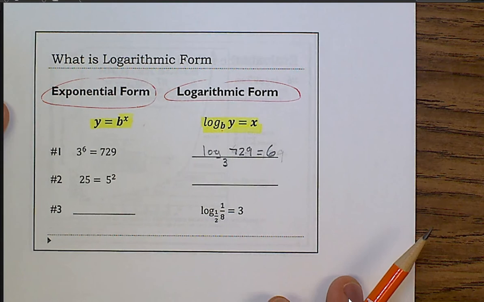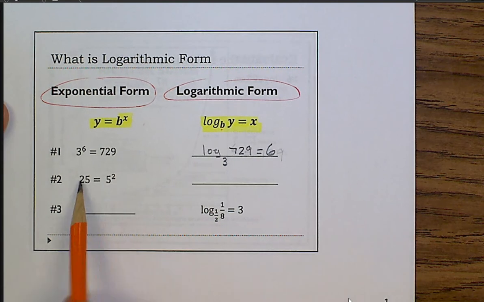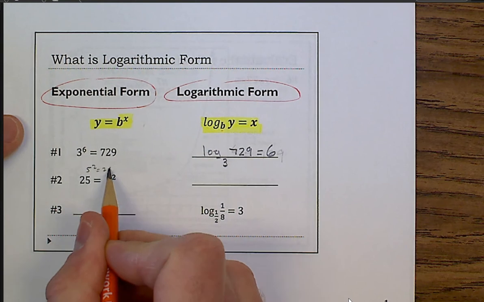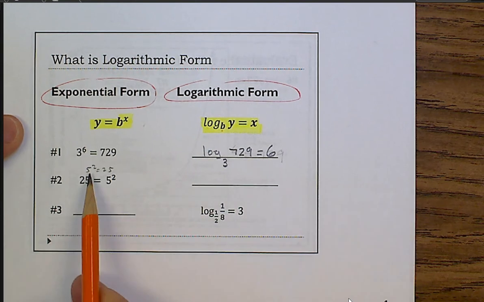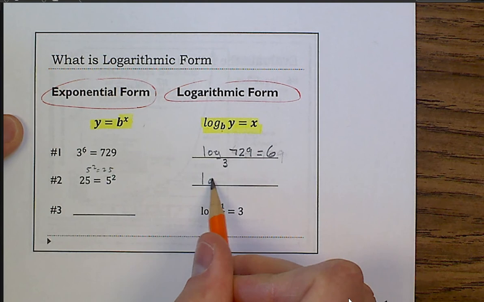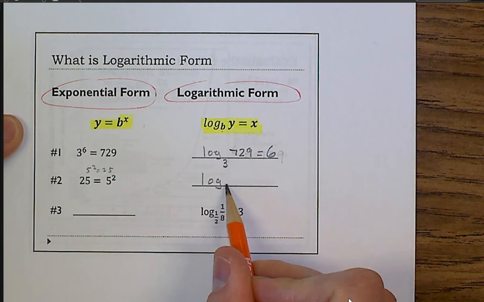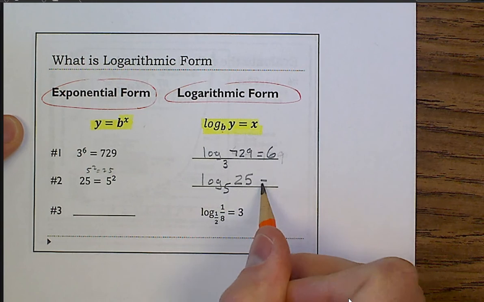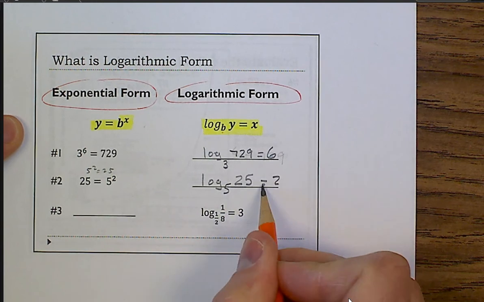If they write something backwards, for example, it's okay to just write 5 squared equals 25. That's what I would probably do. So we want to convert this to log form. In other words, what power on 5 gives you 25? We already know that's 2. So we're just converting, okay?